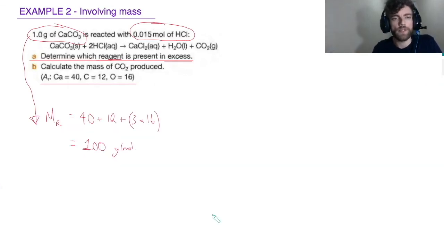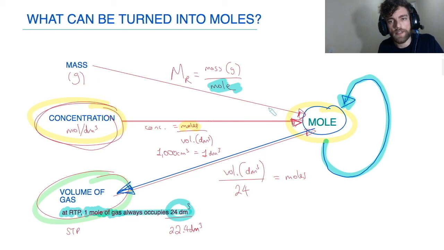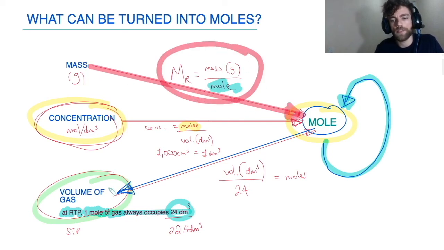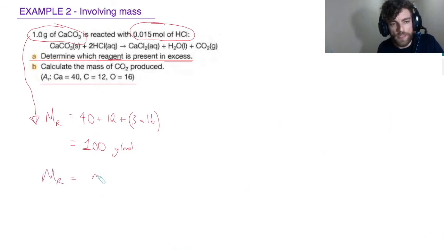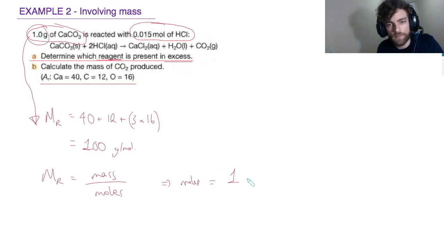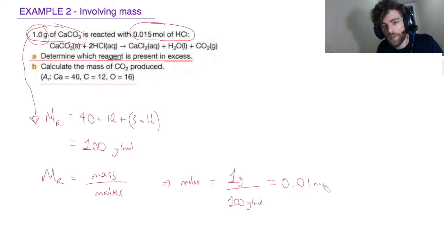And so, as ever, referring to my mole diagram, I can see that to go from mass to moles, I want to use this equation here, mR equals mass over moles. So let me copy that over. mR equals mass over moles. I would like to make moles the subject, so I simply have moles equals mass in grams, which is given as 1 gram, over my mR, which is grams per mole, so 100 grams per mole, and therefore I have 0.01 moles of calcium carbonate.